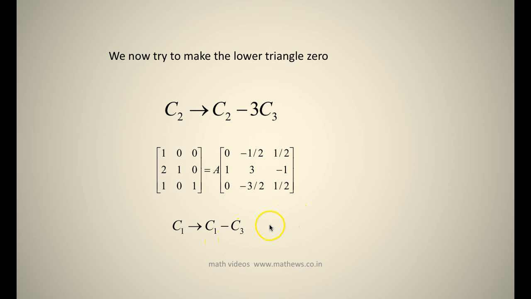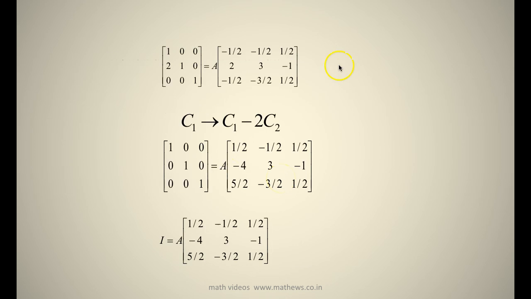Next we do C1 minus C3. So when we do C1 minus C3, this entry becomes 0. So this is what we get. Now if we were to do C1 minus 2 times C2, then this entry would become 0. So when we do that, we get 0, 0, 0 here, and this would give you half, you get minus 1, minus half plus 1 is half, you get minus 4, 2 minus 6 is minus 4. This would give you minus 3. And minus half plus 3 is 5 by 2.